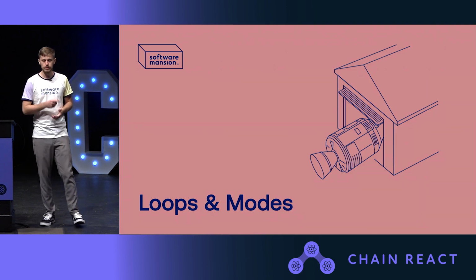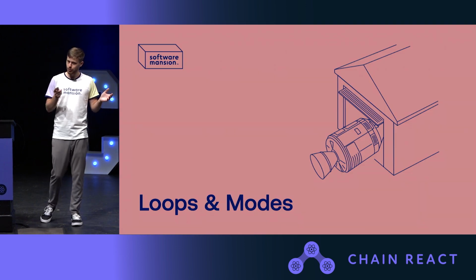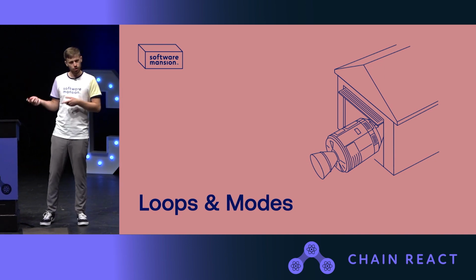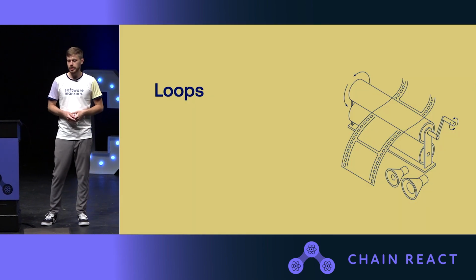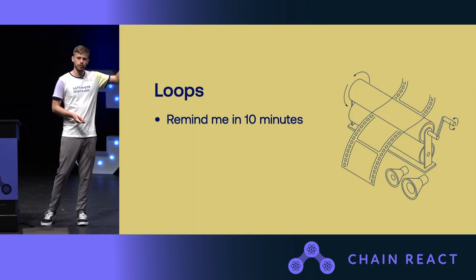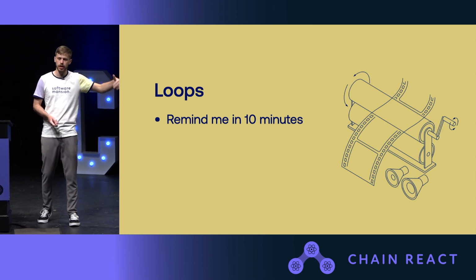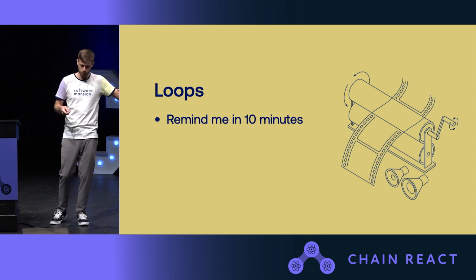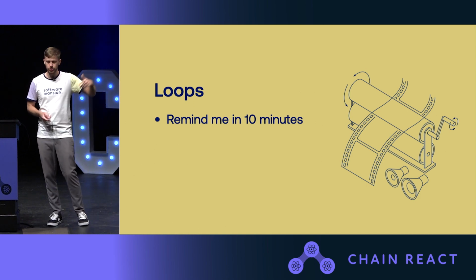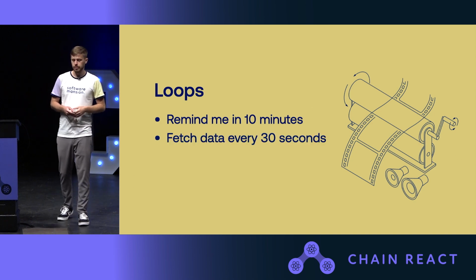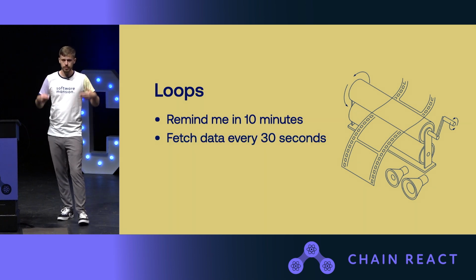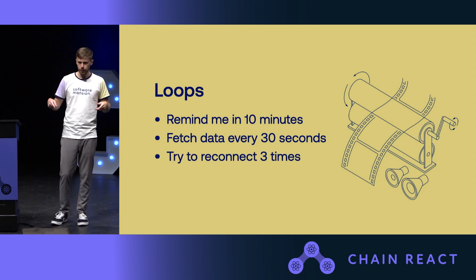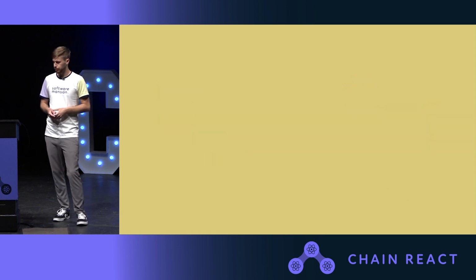Loops and modes. Loops. We are programmers. We kind of know what loops are. But in interaction design, loops is something even more, I would say. So a great example would be do something in the future. Remind me in 10 minutes. That's some kind of loop. Well, in interaction design, we would just use a sleep function or some timing, like, yeah, set interval, I want to say. Fetch data every 30 seconds, right? That's a loop. And try to reconnect 3 times, then fail. There are different loops, but these are some of the examples.